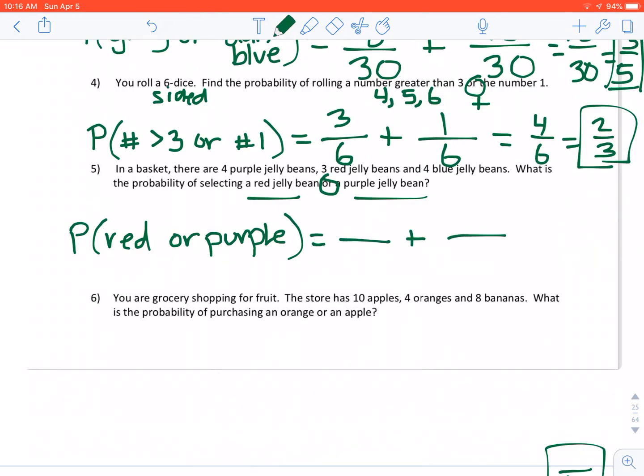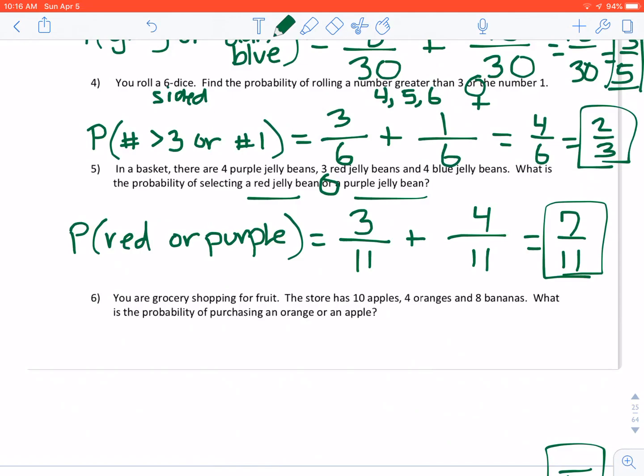So we're going to set up our fraction bar. We're adding them. There are 3 red. Okay, let's get our total. So we have 4 plus 3 is 7, plus 4 more is 11. So there's a 3 out of 11 chance of getting red. Plus the purple, there's a 4 out of 11 chance of getting purple. So 7 out of 11 is our solution here of getting a red or a purple.